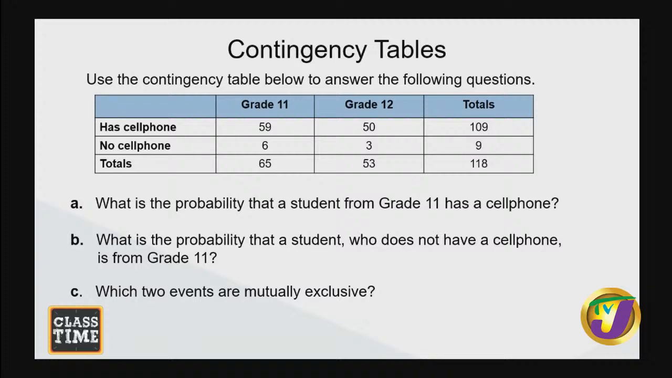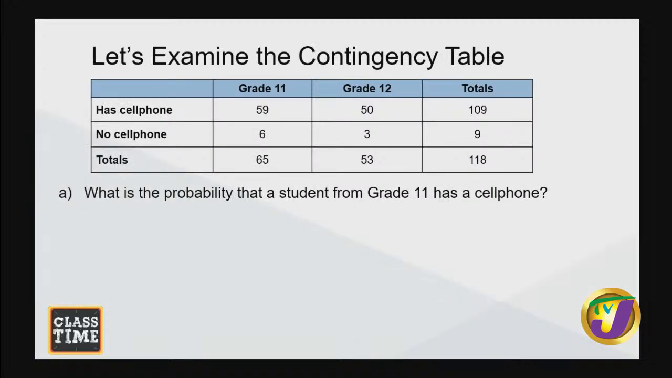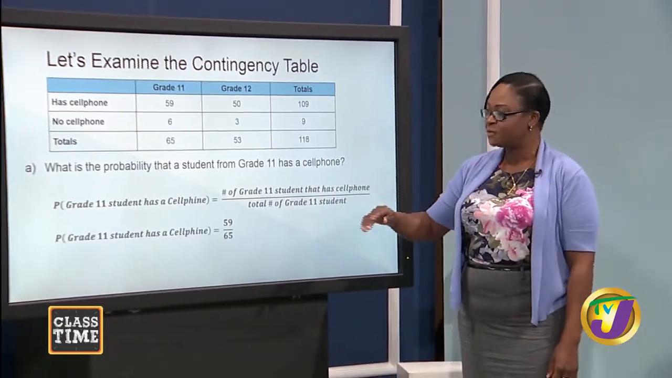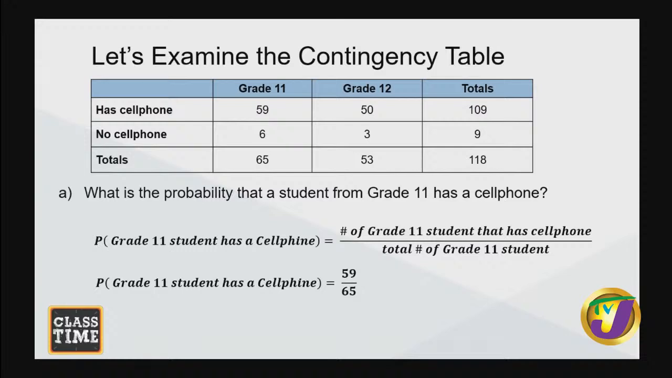Okay, so we can explore that a little further now. The first question you asked is the probability that a student from grade 11 has a cell phone. Now, I have to be reminded of the formula, as we spoke before. We have to identify the number of grade 11 students that have a cell phone, which would be 59 of them with cell phone. And we have to know the total number of students in grade 11. So, based on what we have here, the probability of a grade 11 student having a cell phone is 59 out of 65.